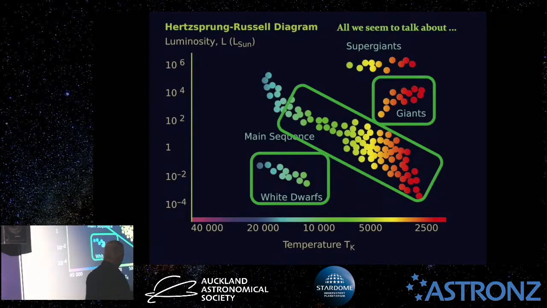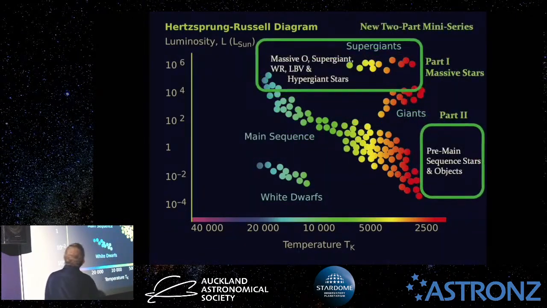So I thought something's got to change around here. I thought we'd do a 2-part mini-series. Tonight is part 1 on massive stars, these groups of stars up here. And then part 2 next year, probably in March, because in February we'll have our annual fun quiz, which will review all of this. So probably in March we'll do part 2, which will be the infant stars of the galaxy.